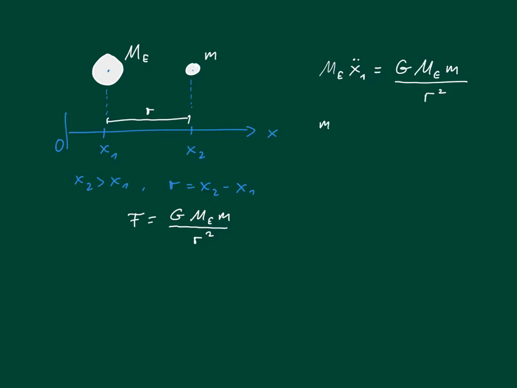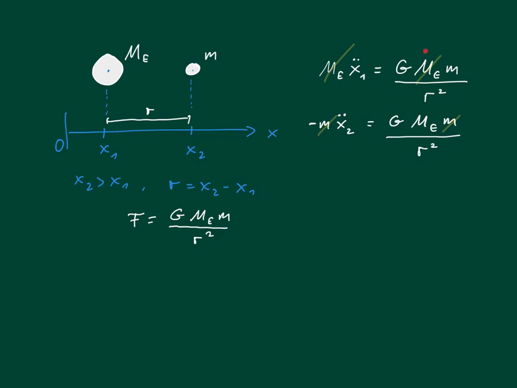For the object with mass m, we have a negative acceleration, so it's pointing in the minus x direction, and here it's the coordinate x2, and has the same modulus of the force. And the first thing we can simplify now is cancel out the common masses and add both equations.